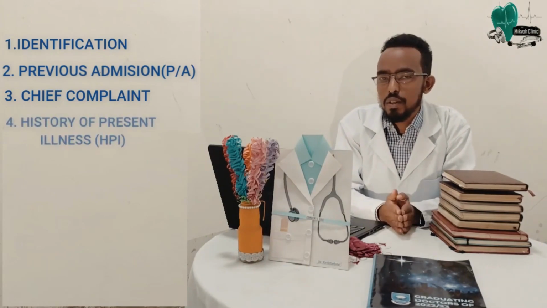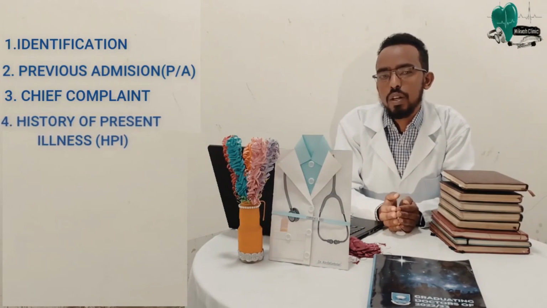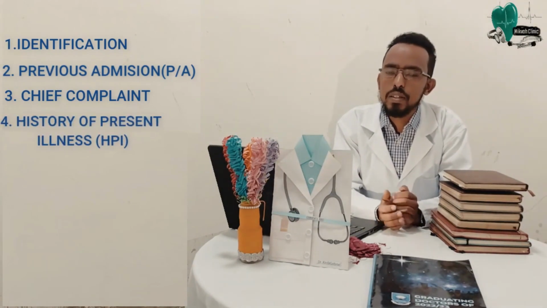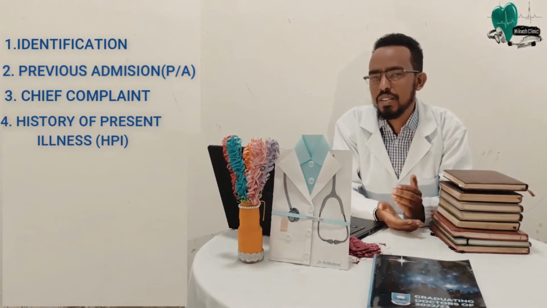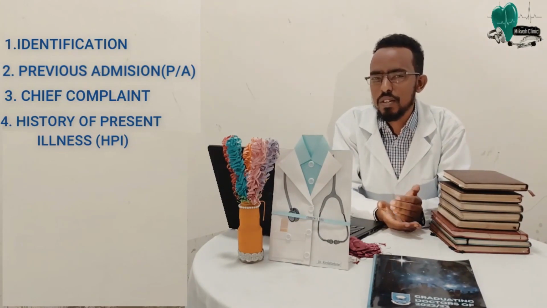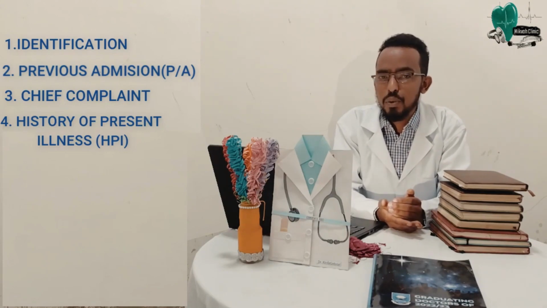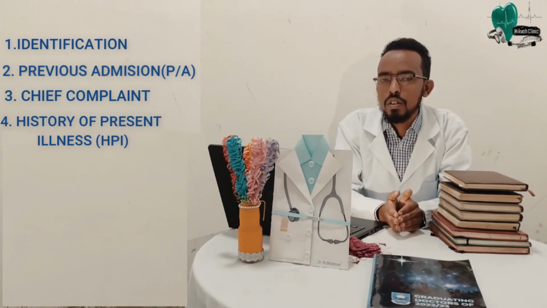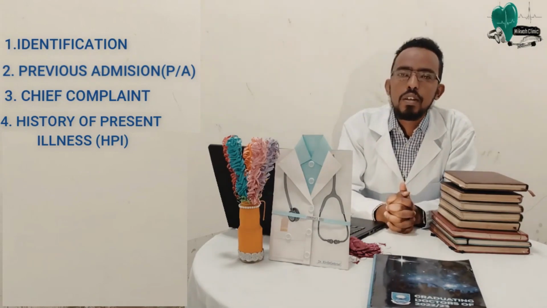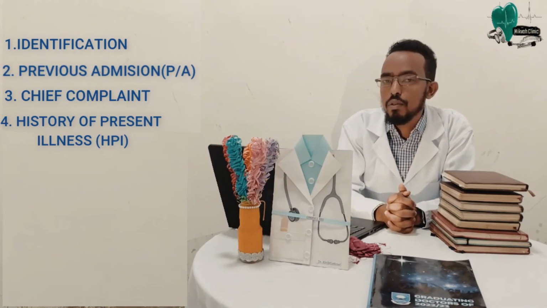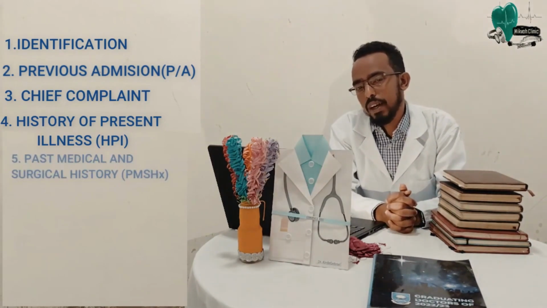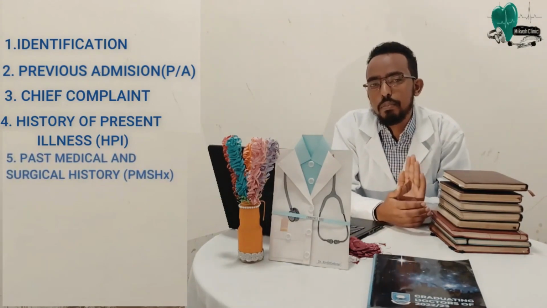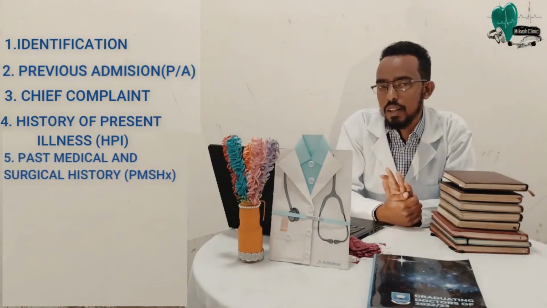And the fourth one is history of present illness, HPI. You will elaborate the chief complaint, you will explain the risk factors, you will explain the complications if the patient develops any. You will also assess the differential diagnosis that you have considered under this history of present illness. Anything which is relevant or related to the chief complaint should be included in the history of present illness. And the fifth component is past medical and surgical illnesses.